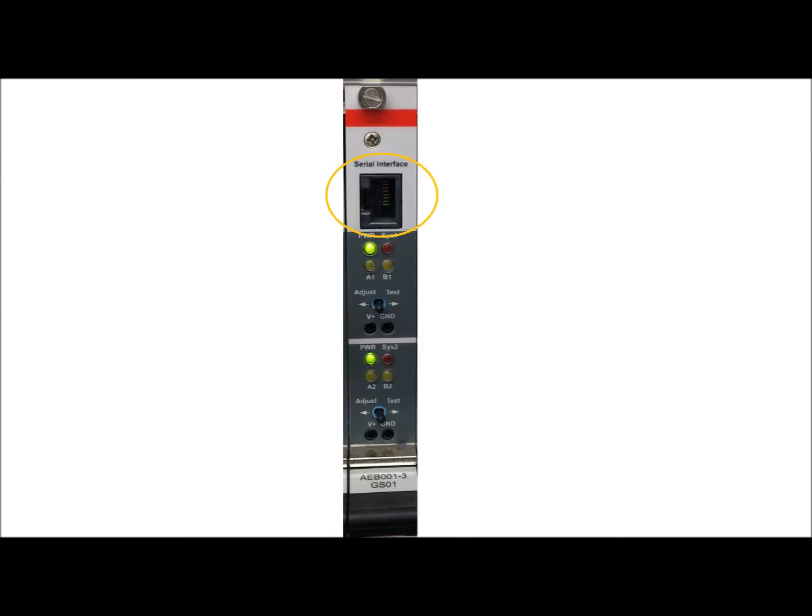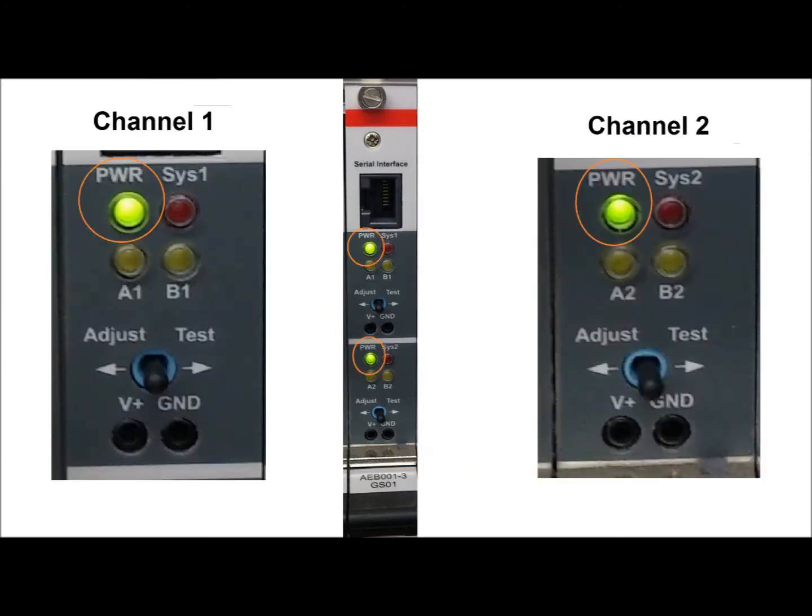The AEB is split into 2 channels, with the top half being channel 1 and the bottom half being channel 2. Power LED is coloured green and normally lit providing the 5 volt DC is being received from the PSC, power supply with crowbar, via the backplane.